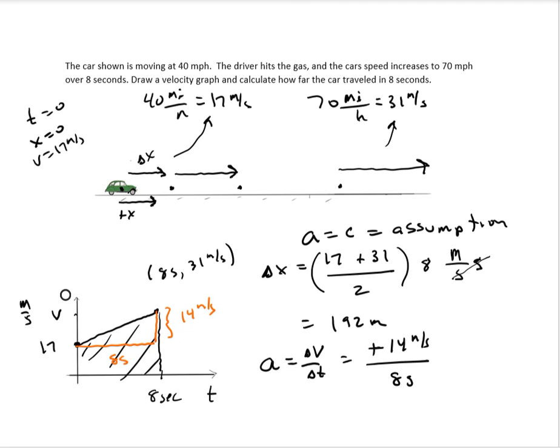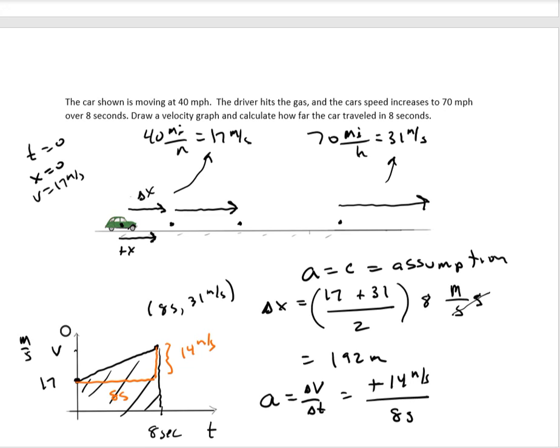And this comes out to be, what is that as a decimal? About 1.75. Positive 1.75 meters per second, or if you like, meters per second squared. The positive number here is indicating the direction we're calling positive, so effectively this means to the right.